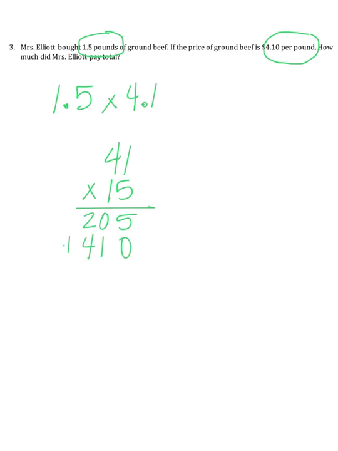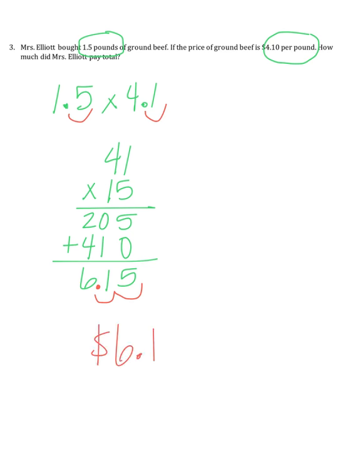And add. Then we go back to our original factors and we count decimal places. We have 1, 2 decimal places, so in our product, we start from the far right and count over 1, 2 places. That means that on 1 1/2 pounds of ground beef, Mrs. Elliott spent $6.15.